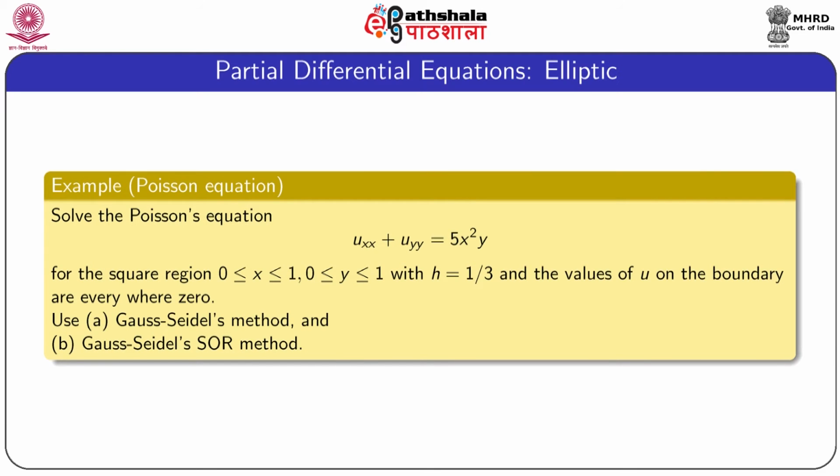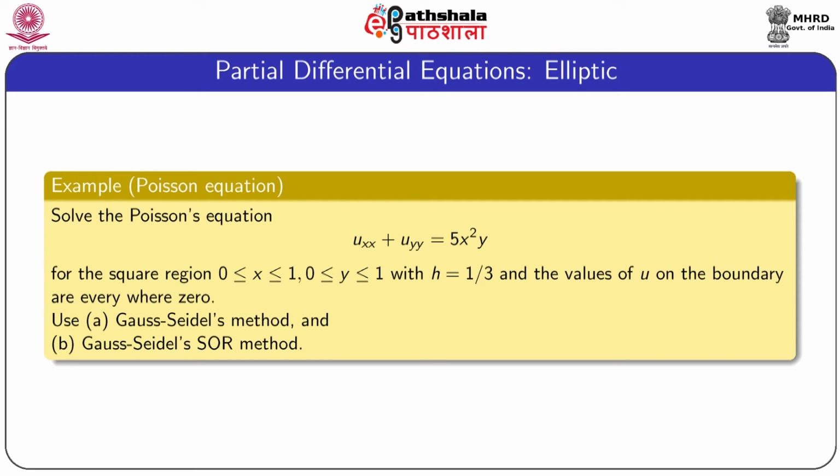Now we consider another example. That one is a Poisson equation. Now we consider the Poisson equation del 2u del x2 plus del 2u del y2 equal to 5x square y. Here also the boundary conditions are same, that means x is bounded by 0, 1, y is also bounded by 0, 1 and the value of h is taken as 1 by 3. This is also the value of k, and the values of u on the boundary are everywhere 0, that means u equal to 0 on each mesh point on the boundary.